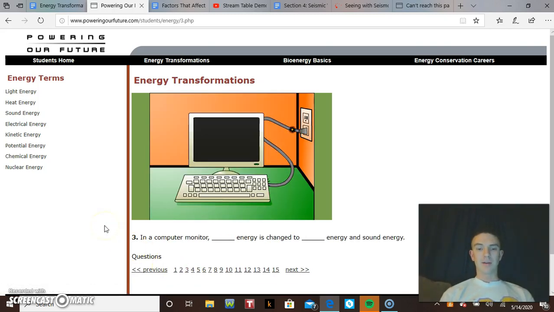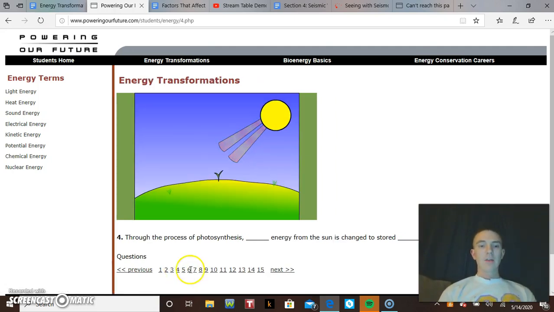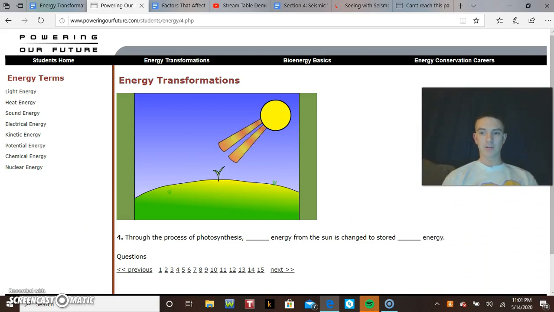Moving on to number 3. In a computer and a monitor, blank energy is changed to blank energy and sound energy. So this is the multiple energy transformation. Play the simulation, pause it here if you want, and then moving on. Number 4, through the process of photosynthesis, blank energy from the sun is changed to stored blank energy. Pause it here, answer the question, and move on.